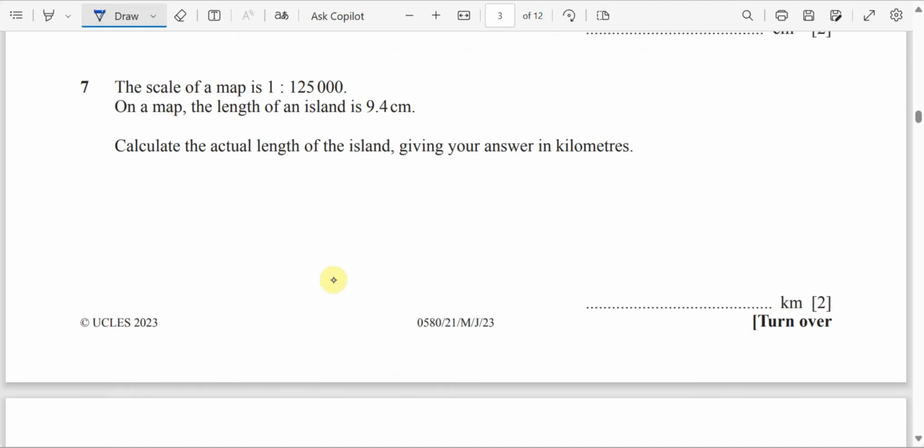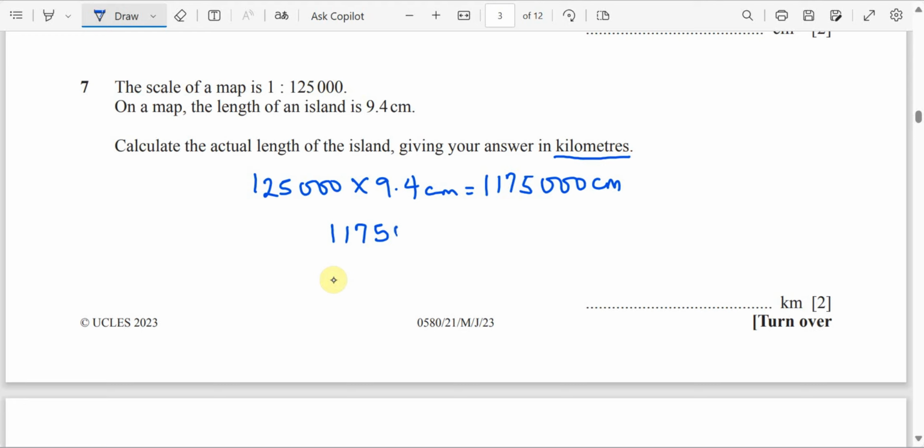Question 7. The scale of a map is this. On a map, the length of the island is 9.4 centimeters. Calculate the actual length of the island, giving your answer in kilometers. So we're going to have 125,000 times 9.4 centimeters. If you multiply that, that would give us 1,175,000 centimeters. But we have to give the answer in kilometers, so we have to convert this.